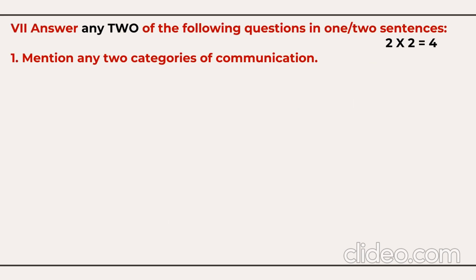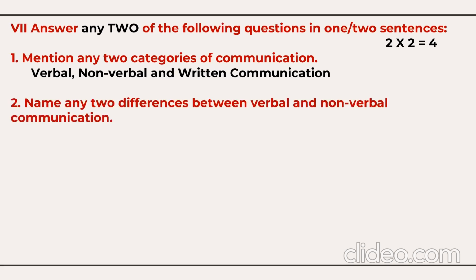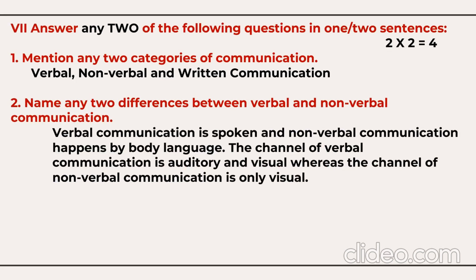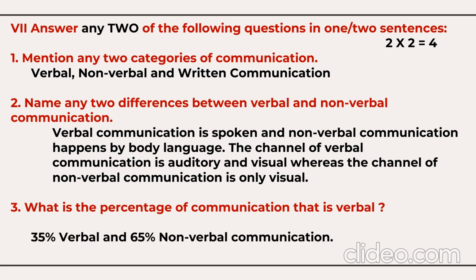So after dialogue writing, you will be having 3 questions from the communication topic: verbal communication, non-verbal communication. So you have first question: mention any 2 categories of communication. So we have 3 types of communication: verbal, non-verbal, and written communication. What's the difference between verbal and non-verbal communication? Verbal communication is spoken, whereas non-verbal communication is not spoken. It happens by body language, facial expression, eye contact, posture, gesture. The channel of verbal communication is auditory and visual, whereas the channel of non-verbal communication is only, or primarily, visual. What is the percentage of communication that is verbal? That's about 35% is the verbal, 65% is the non-verbal communication.